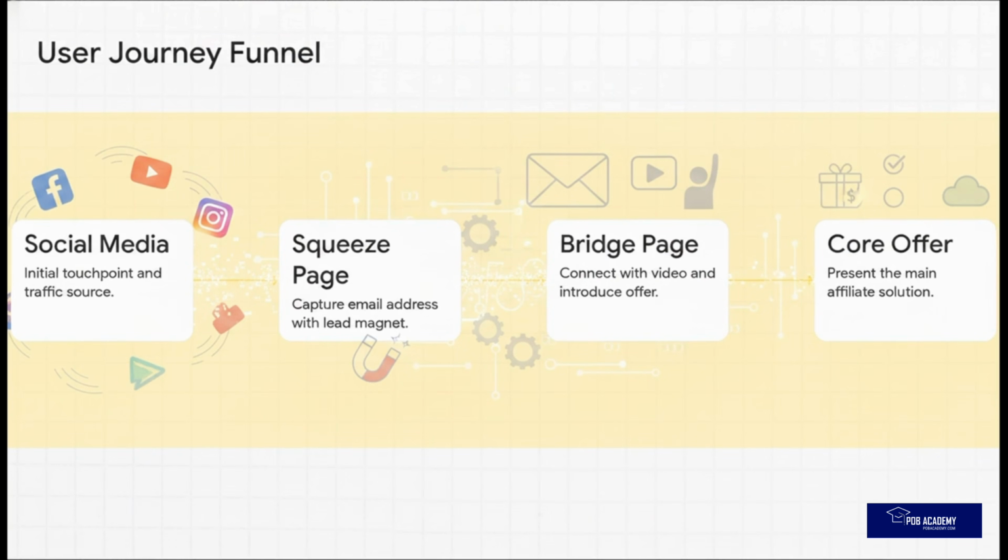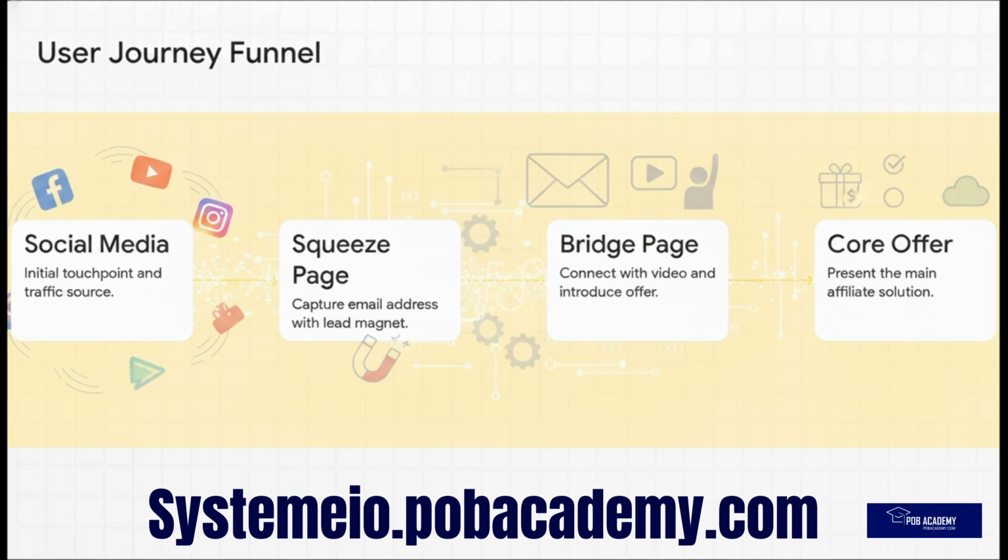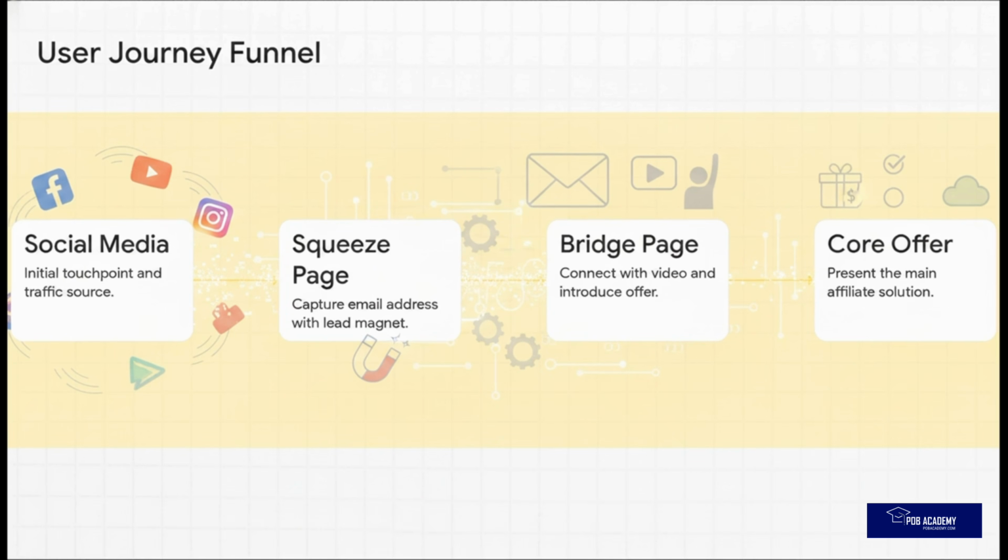So the logical flow of our user acquisition funnel goes like this. It starts with an initial social touchpoint, which pulls them out of the unpredictable algorithm and straight to a squeeze page to capture their email. From there, boom, they move directly over to a bridge page where you connect with them. And finally, they are presented with the core offer. This creates a highly controlled environment, totally free of outside distractions, designed for one specific outcome.